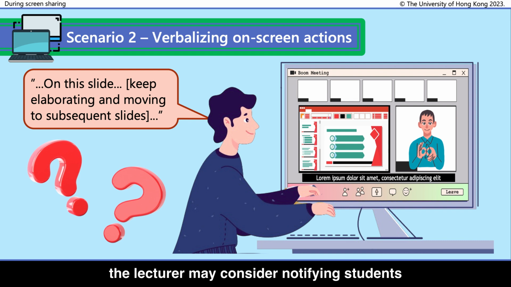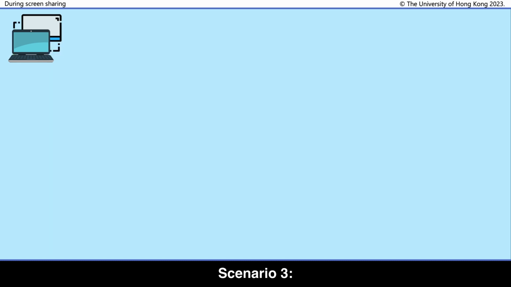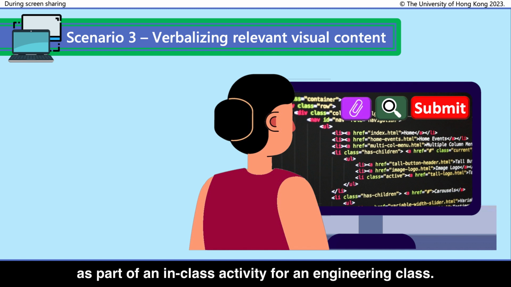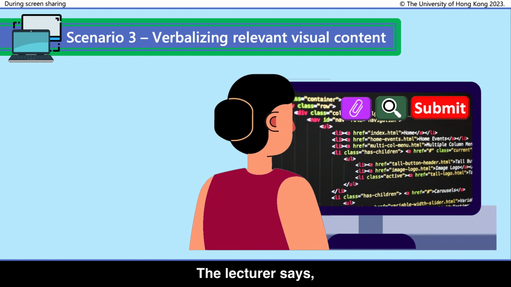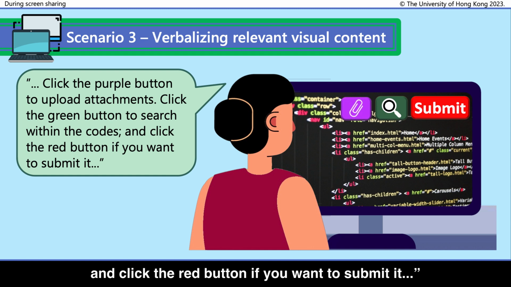For example, the lecturer may consider notifying students when moving to the next slide and saying, "We are on slide 2. Now, go to slide 3." Scenario 3. A lecturer is instructing students how to write programming codes as part of an in-class activity for an engineering class. The lecturer says, "Click the purple button to upload attachments. Click the green button to search within the codes, and click the red button if you want to submit it."